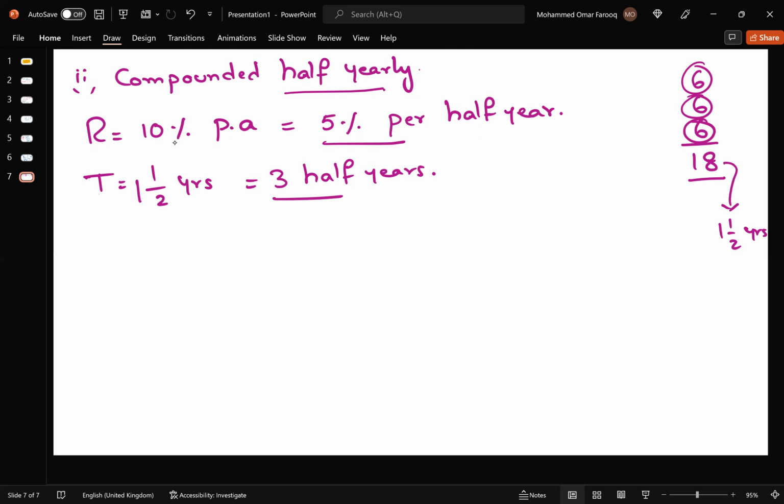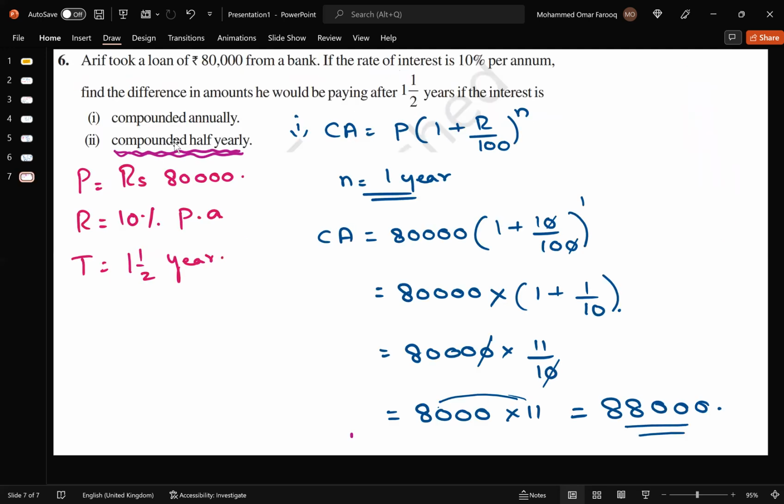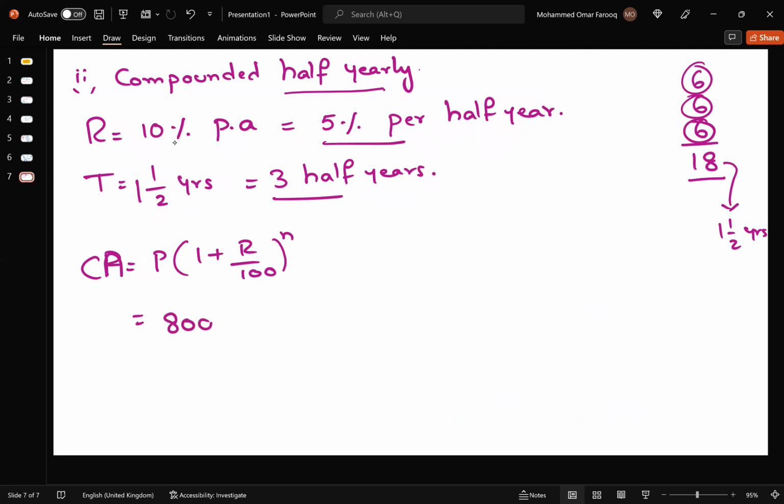So let us use the formula directly. Compound amount equals principal multiplied by (1 plus r by 100) whole to the power of n. That equals, what is the principal, my dear students? It is 80,000. So 80,000 multiplied by (1 plus r), what is the rate? It is 5 divided by 100, whole to the power of 3. Is it fine? So let us find out.